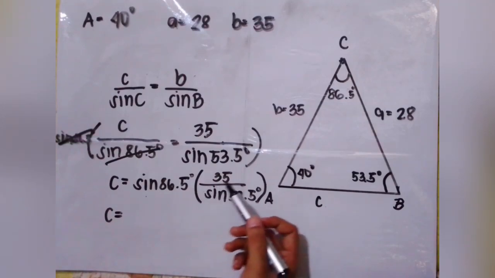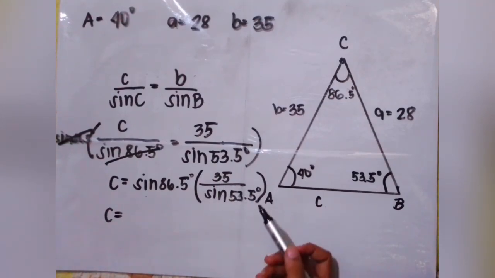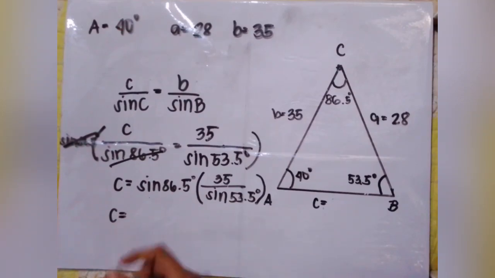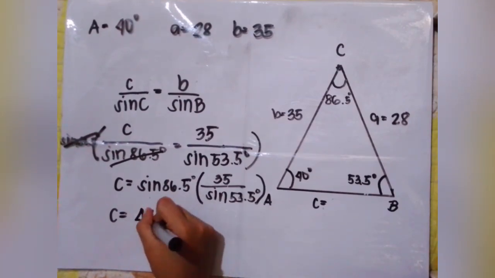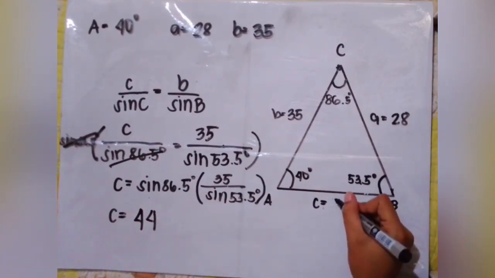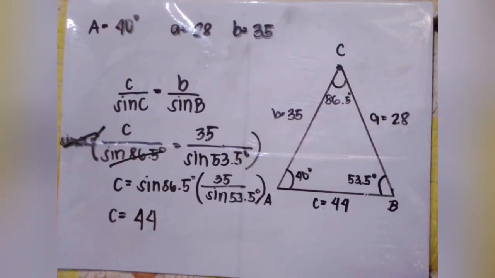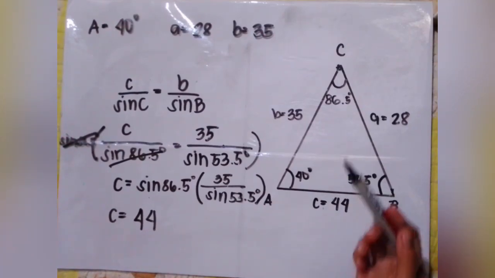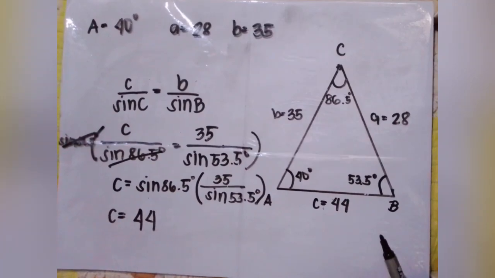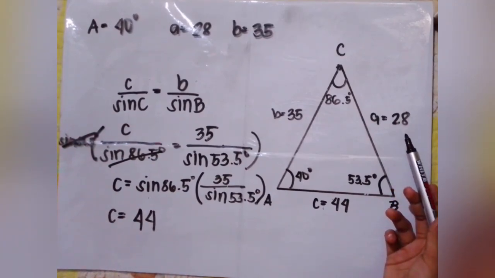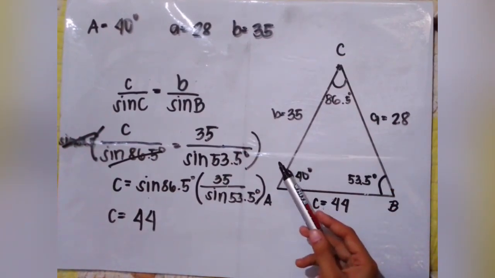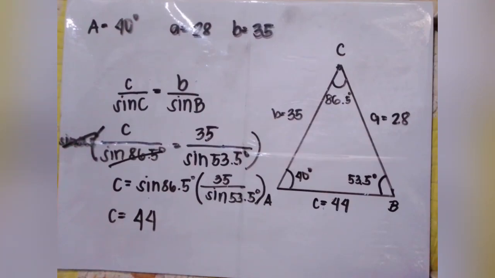Sine 86.5 degrees times 35 over sine 53.5 degrees is equal to 44. Our side C is 44. Therefore, our angle A is equal to 40 degrees. Our angle B is equal to 53.5 degrees. Our angle C is equal to 86.5 degrees. Our side A is 28. Our side B is equal to 35. And our side C is equal to 44.